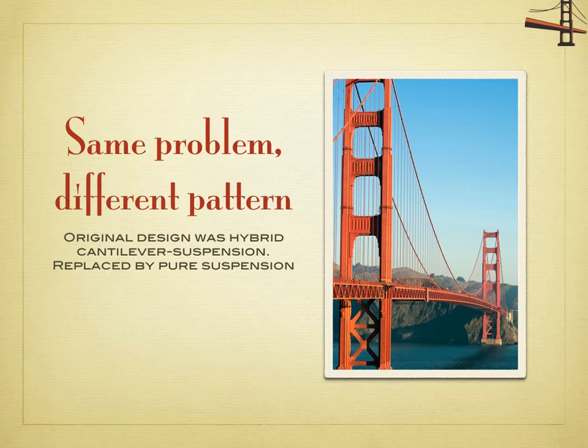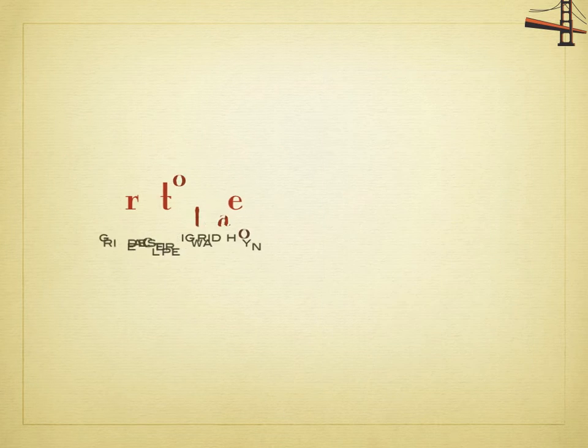I might mention that the original design of the Golden Gate Bridge was a hybrid cantilever suspension structure, but it was replaced with a pure suspension design because the former was deemed too ugly. And it was the first pure suspension design of this length ever attempted. And so many bridges are sister bridges of it because of its beauty, right? Because of what it represents.